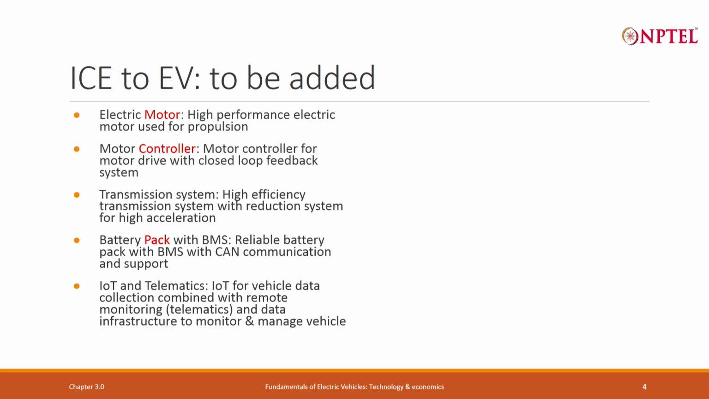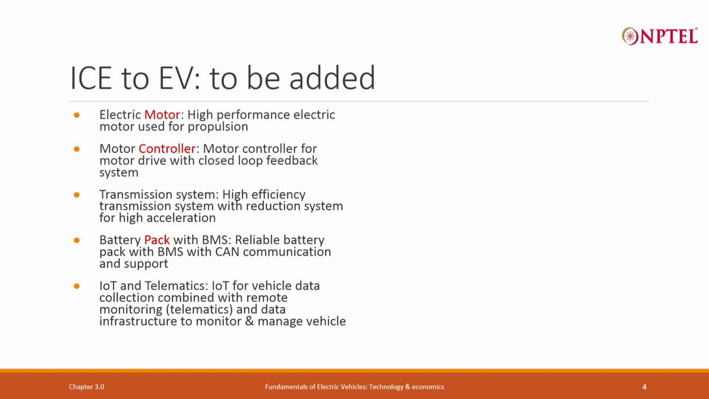Battery pack with BMS, that is a very important component. All of them will have a CAN communication, everything will be communicating to vehicle controller through CAN, motor, electric motor, controller, battery pack, everything will be communicating.